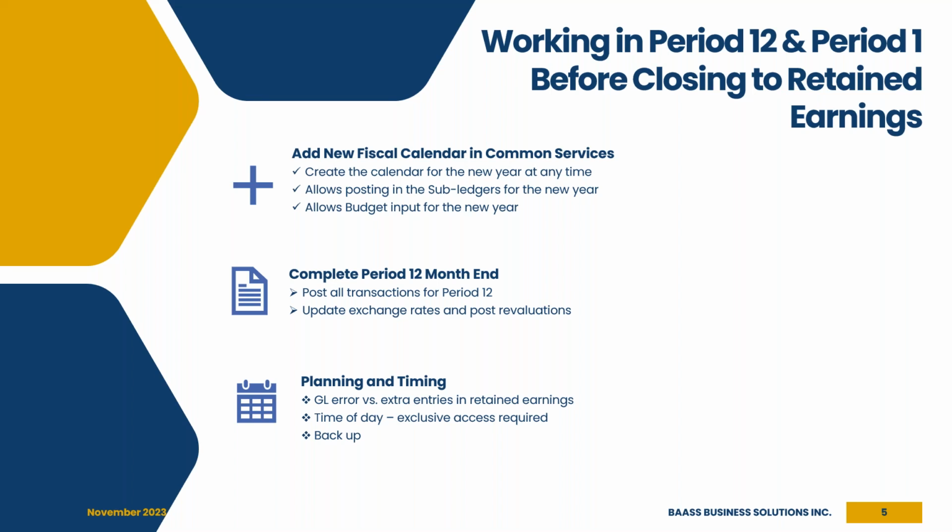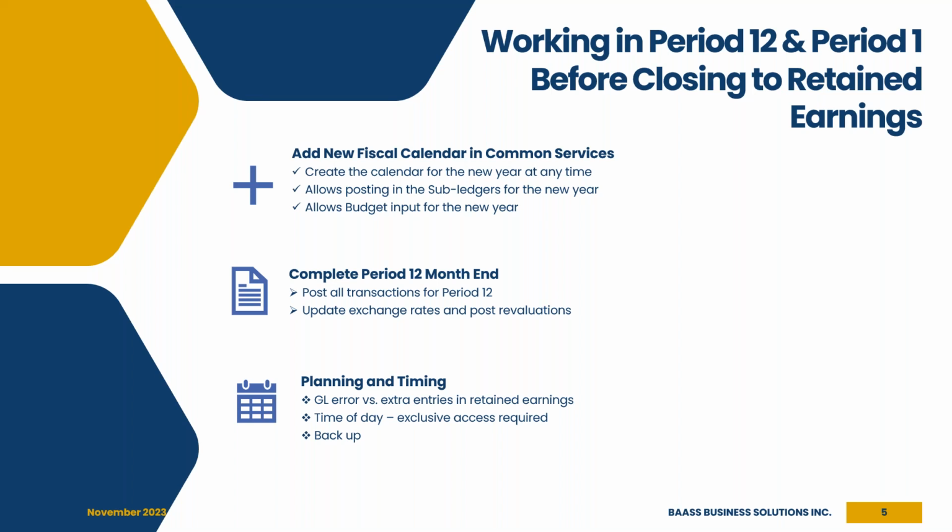So in order to do anything in the new year, we first have to add a new fiscal calendar in Common Services. And creating that fiscal calendar can be done at any time. It doesn't have any accounting implications. So creating this new fiscal calendar in Common Services just sets up the periods so that we can use Sage 300 in all the other modules except the General Ledger.